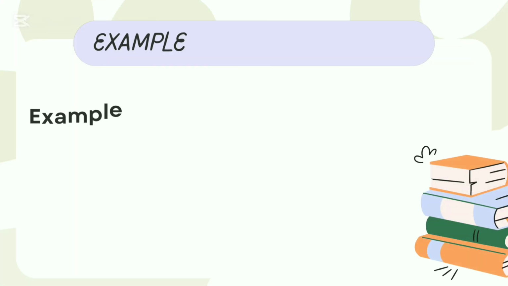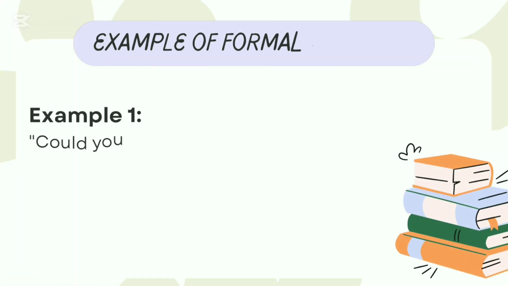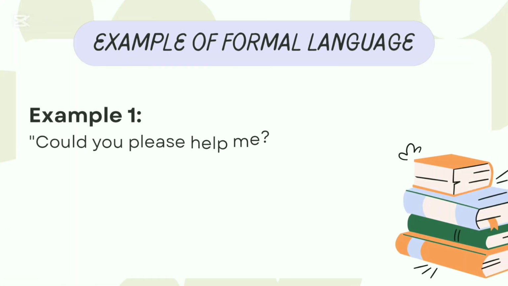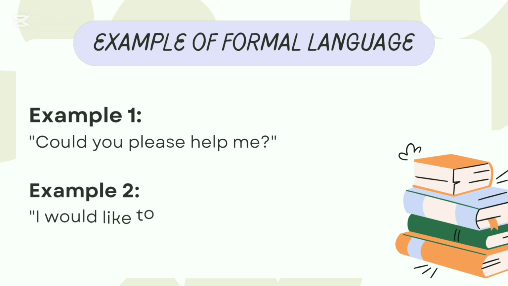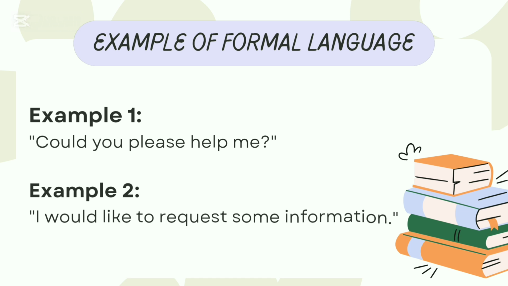Examples of formal language. 1. Could you please help me? This is polite and professional. 2. I would like to request some information. This shows respect and clarity. Formal language is perfect when you need to sound professional, serious, or respectful.